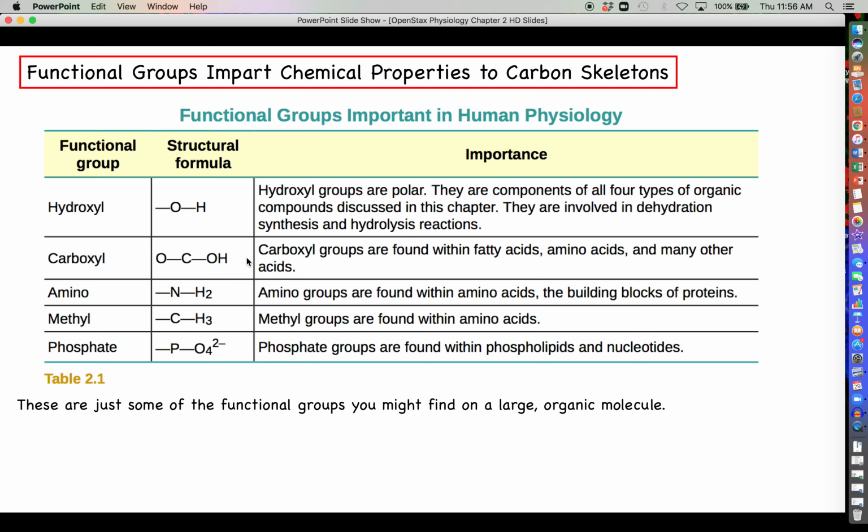Carboxylic acid groups do sort of the same thing, except we're going to find that these are going to be negatively charged. They act as acids and will give up that hydrogen atom, which causes the oxygen here to be negatively charged. Amino groups, or amine groups, as I prefer to call them, are also going to be polar, and we'll find that they tend to be positively charged at a neutral pH.